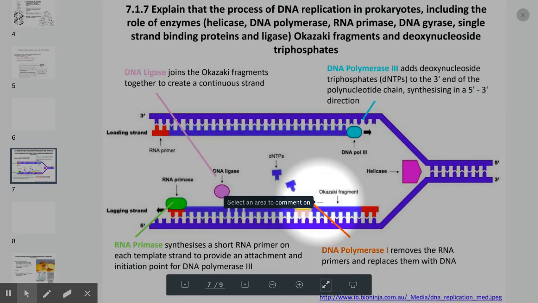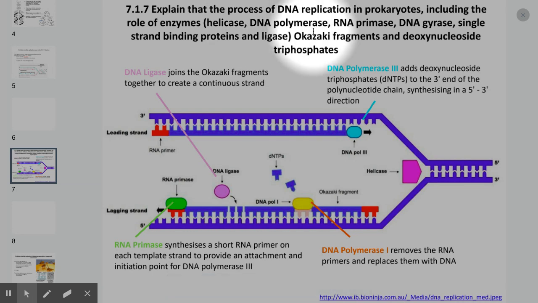In this video, we're going to talk about the specifics of the DNA replication process with all the different enzymes involved. So we're going to explain the process of DNA replication. I know it says prokaryotes, but just think of this in general. And we're going to talk about a bunch of different enzymes.